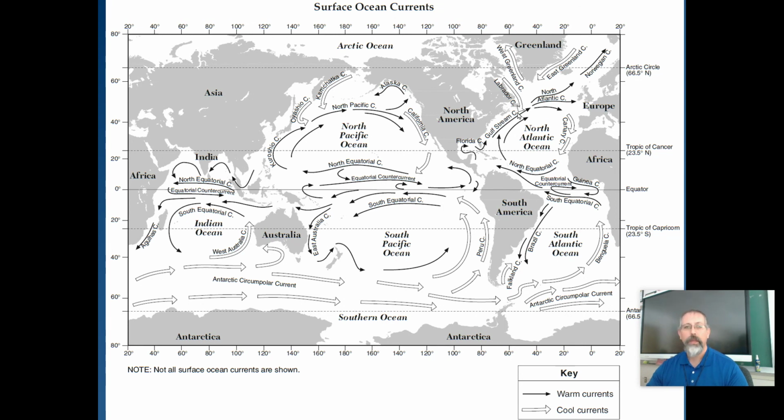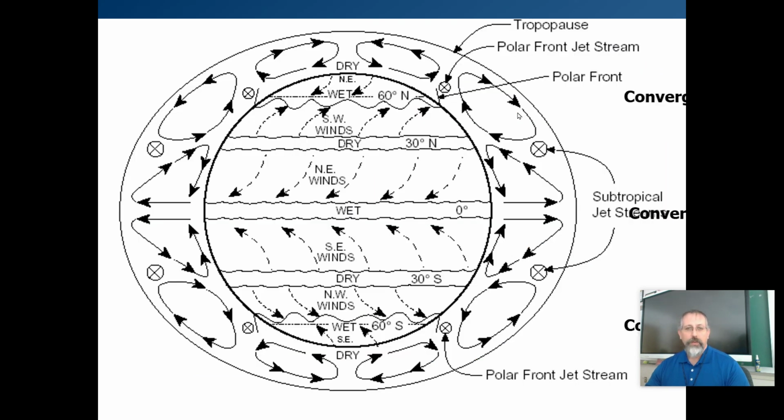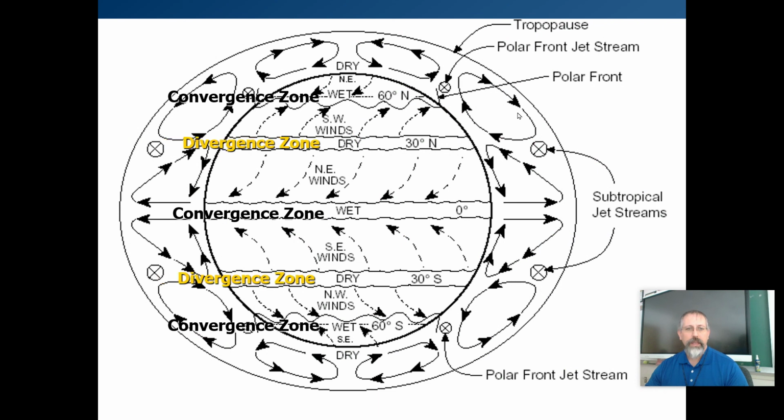Pretty straightforward. All right, so I think that'll about do us for today. We've got our convergence and divergence zones. You need to remember those, what forms them, what they mean, which way the winds are going, and that's on page 14 in your reference tables.